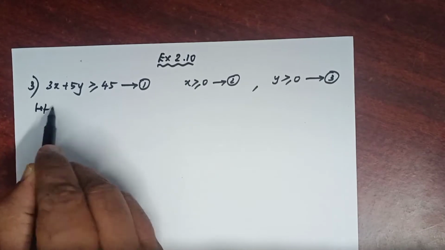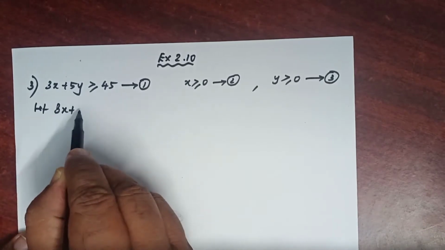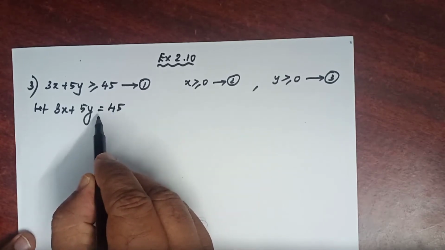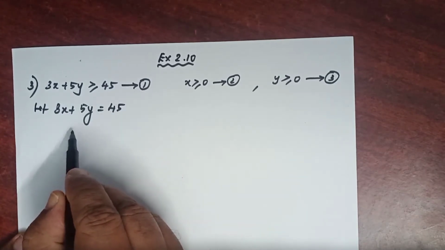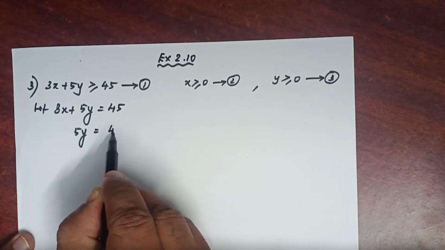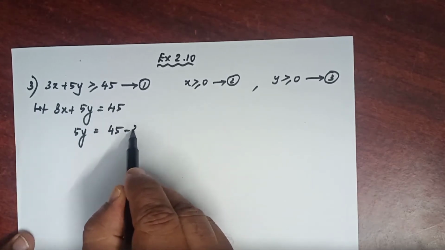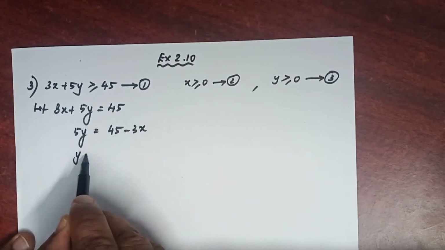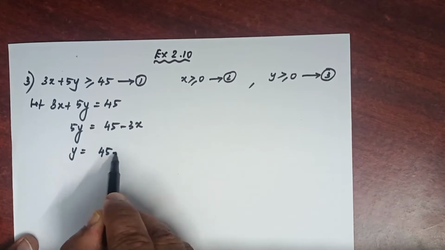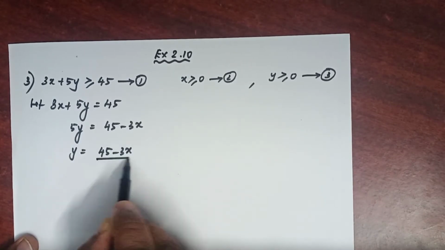Let 3x plus 5y equal to 45. Consider the equal sign. You have to retain y in the left hand side. So 5y equals 45 minus 3x. So y alone should be retained in the left hand side. So y equals 45 minus 3x divided by 5.